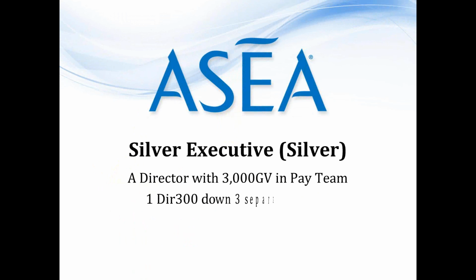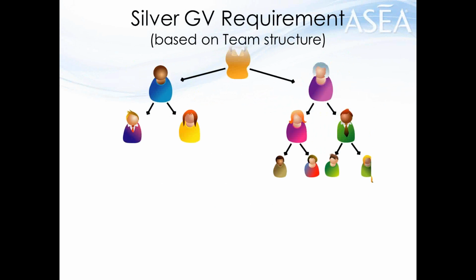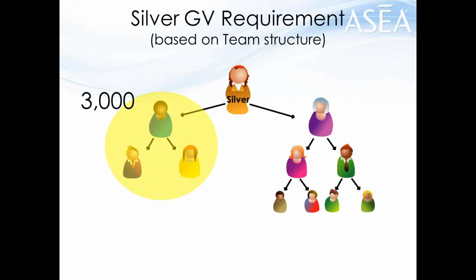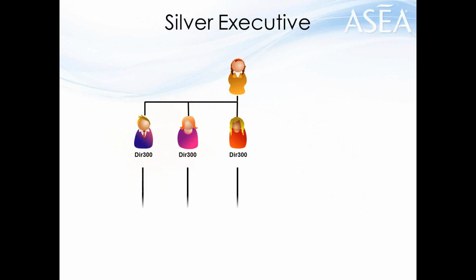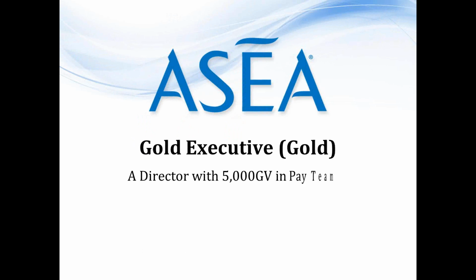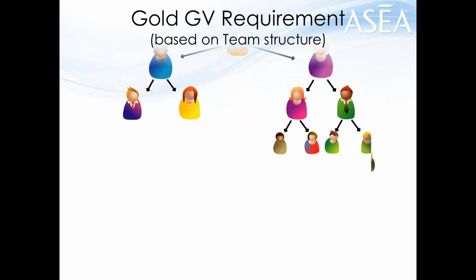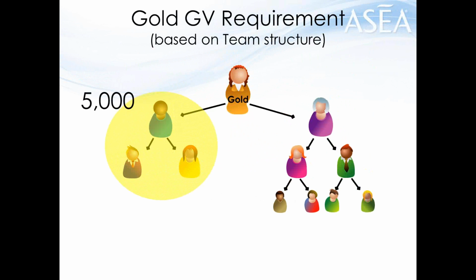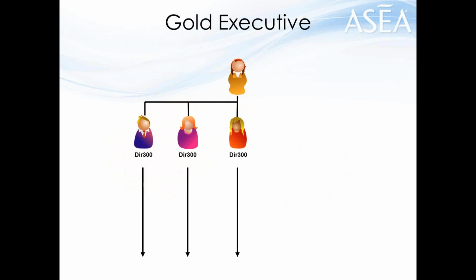Silver executive, just more of the same. Instead of 2,000 in the pay team, it's 3,000 and 3 Director 300 legs. So there you are. You've got 3,000 in the pay team. You add the third Director 300 leg, and boom, you're now a silver. And then gold jumps up to 5,000 in the pay team and 4 Director 300 legs. With 5,000 in your pay team, you add the 4th Director 300 leg, and congratulations, you're now a gold.